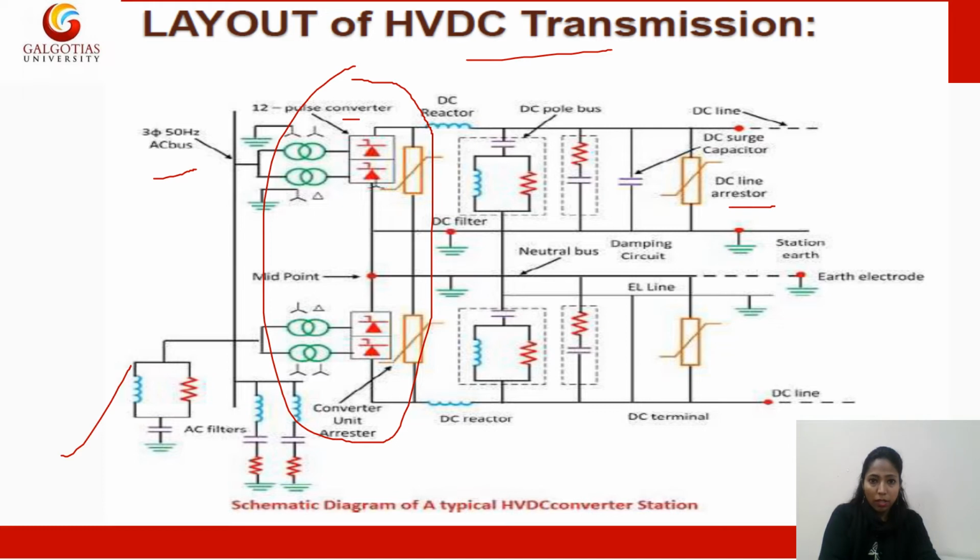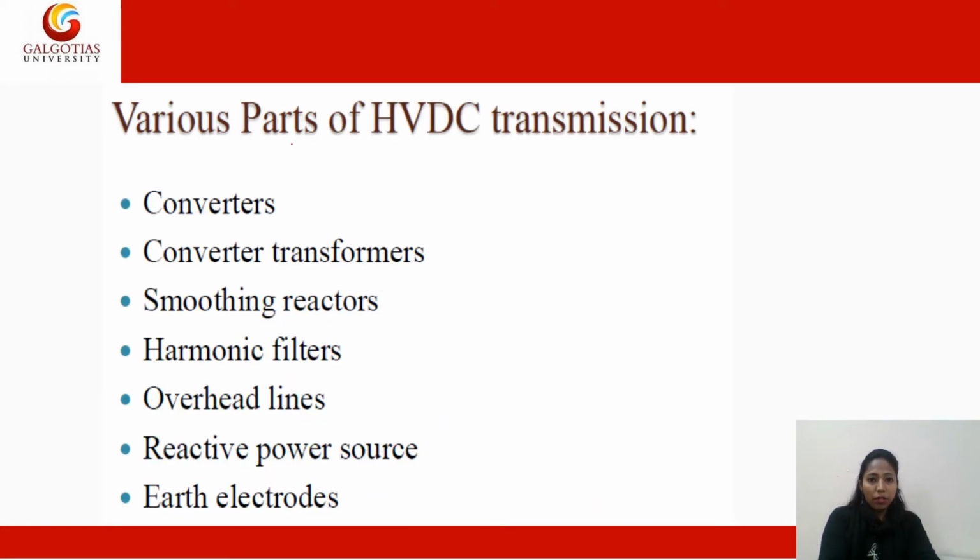After that, this is showing the rectifier station of the HVDC system. Similarly, we will have the inverter station of the HVDC transmission. Now the various parts of the HVDC transmission: we use converters at both ends, rectifier and inverter, then converter transformers through which the converters are connected, then smoothing reactors, and then harmonic filters to reduce the harmonics at the AC side as well as at the DC side, then overhead lines, and then reactive power sources to improve the reactive power in the system. Then earth electrodes are also used.